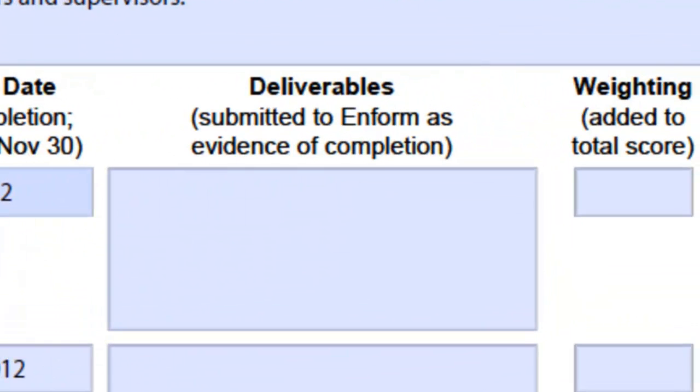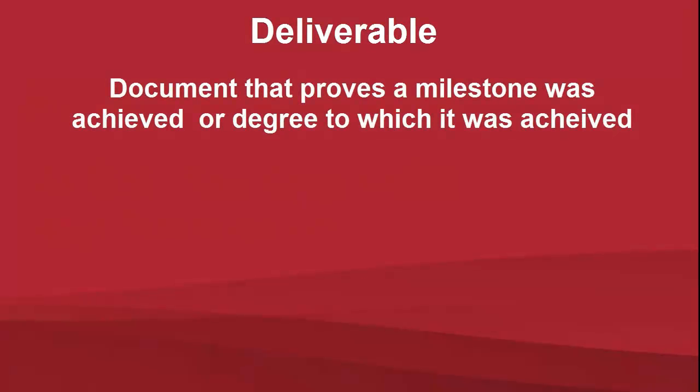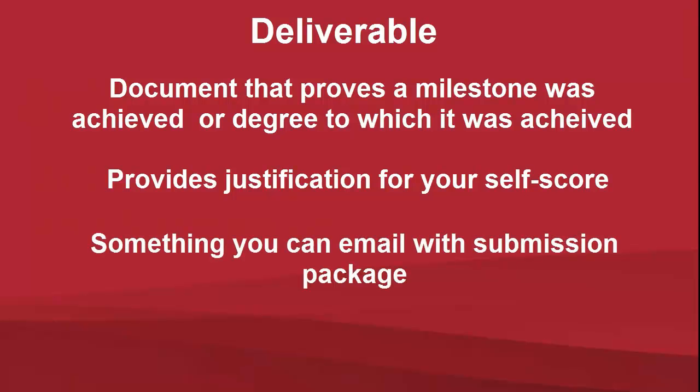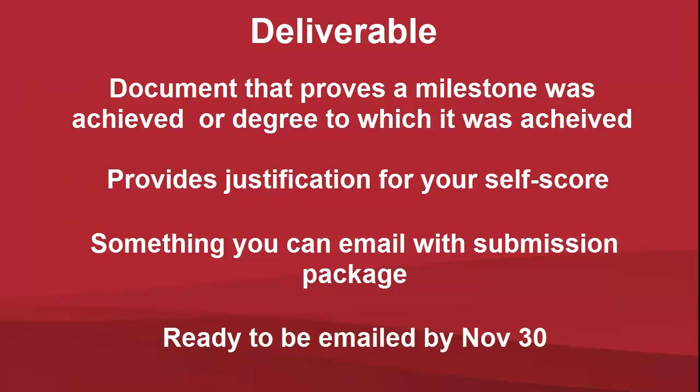So now our deliverables. It's important to get this right. A deliverable is a document that proves a milestone was achieved or the degree to which the milestone was achieved. The deliverable needs to provide justification for your self-score in the final report. And the deliverable needs to be something that you can email with your submission package. That also means that you need the deliverable ready to be emailed by November 30th, the submission deadline.